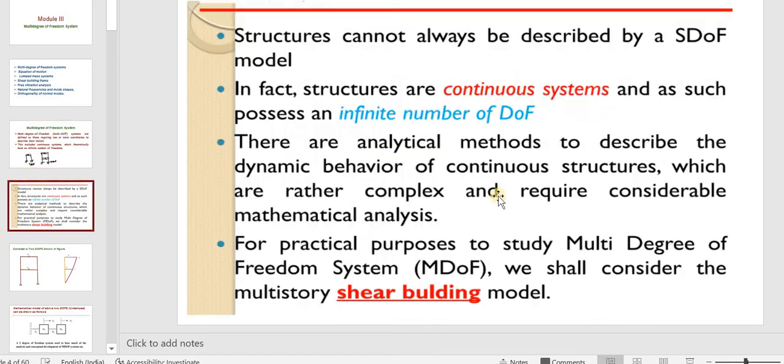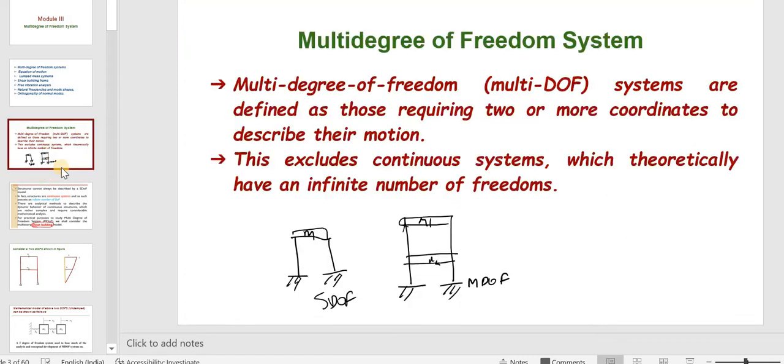Now, the analysis of the MDOF system is based on a model which is known as the shear building model. So what is the shear building model? If I am having a structure like this, with a beam and columns, and I am applying a horizontal load like this, then there will be movement only in the beams. It will be only moving like this. There will be no deformation in the columns.